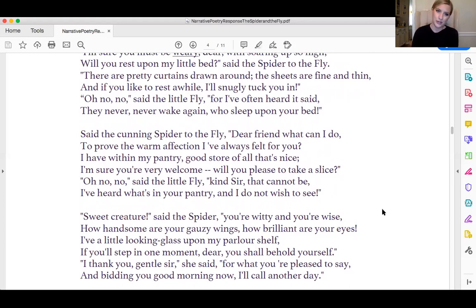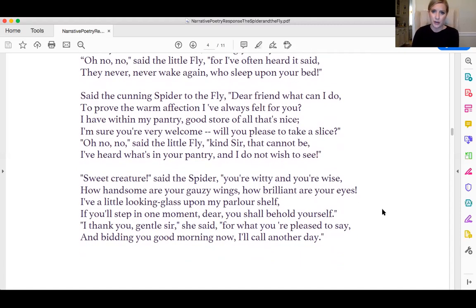"Oh, no, no," said the little fly, "kind sir, that cannot be. I've heard what's in your pantry, and I do not wish to see." "Sweet creature," said the spider, "you're witty and you're wise. How handsome are your gauzy wings, how brilliant are your eyes. I've a little looking glass upon my parlor shelf. If you'll step in one moment, dear, you shall behold yourself."